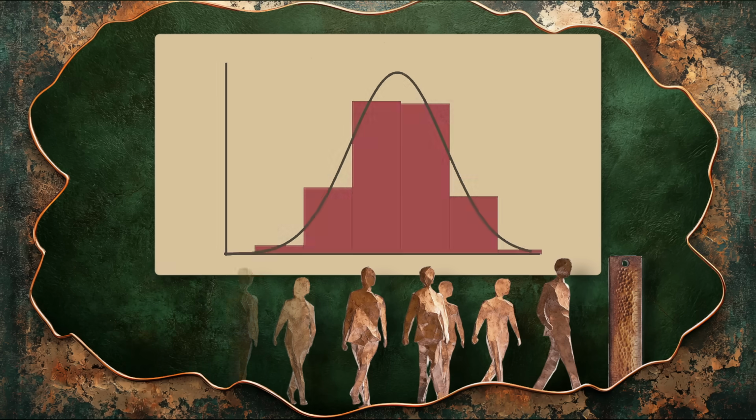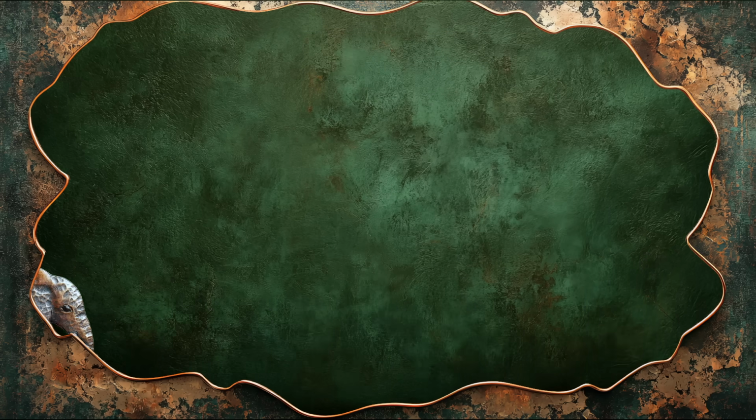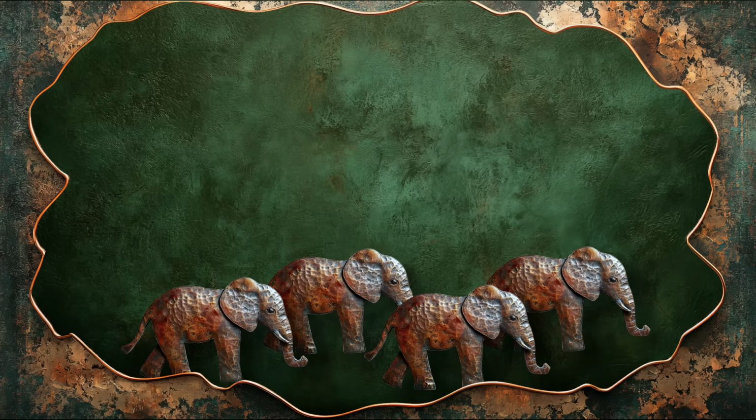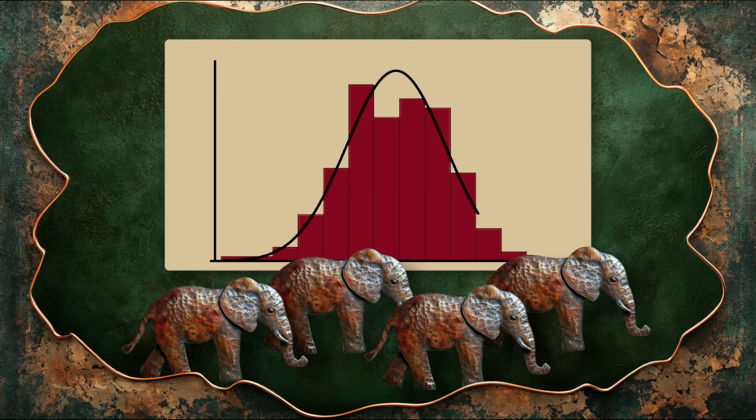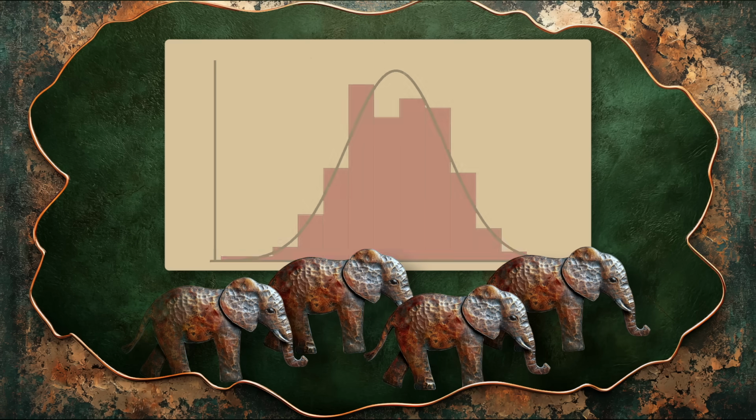Now for something less human. Picture a baby elephant. Scratch that. Picture a whole herd of newborn elephants, each standing on a scale. Plot those weights. Same smooth peak. Different species, same shape.